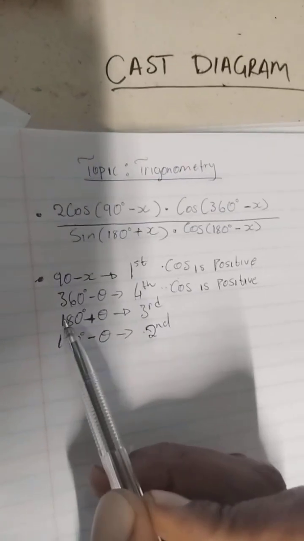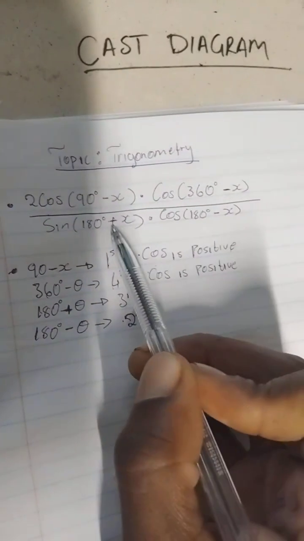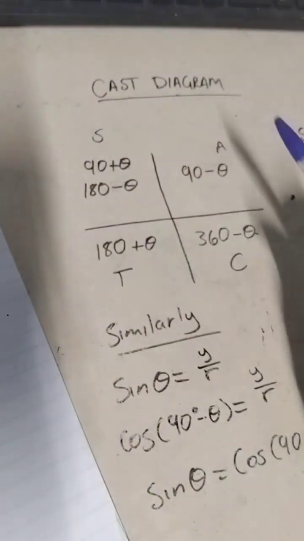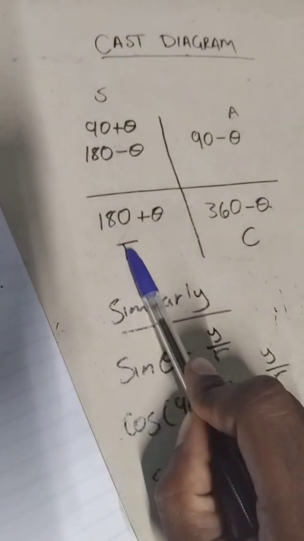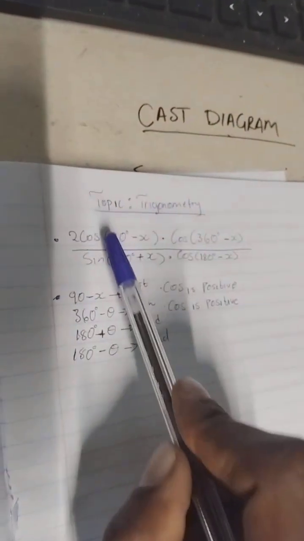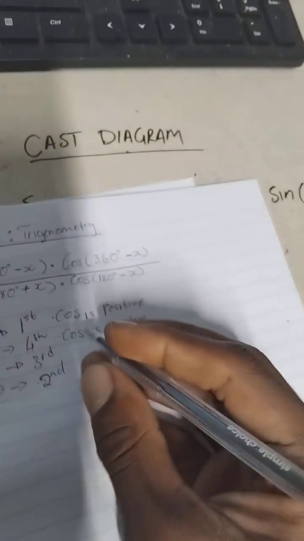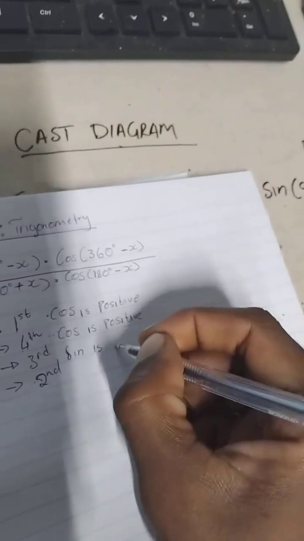So let's talk about 180 plus theta. The third quadrant is covered by who? Tan. We have T on the third quadrant, C, A, S, T, C. Sine is going to be negative.